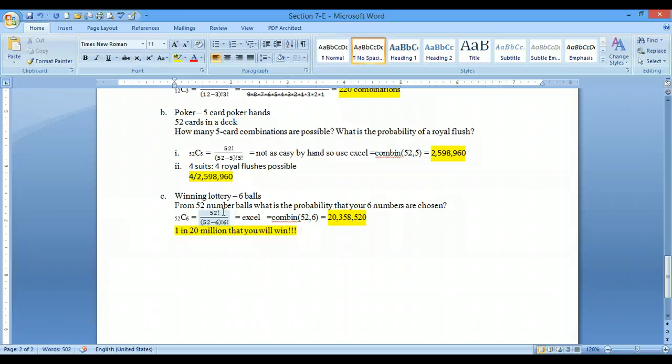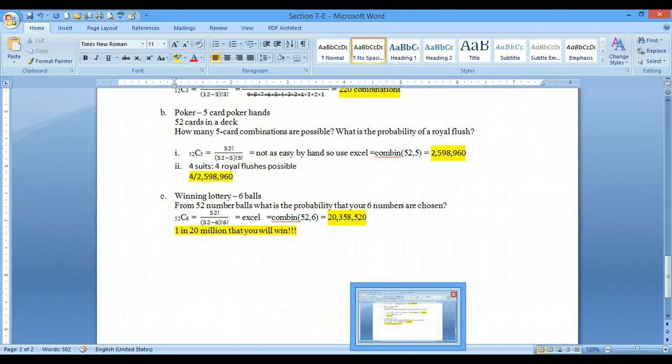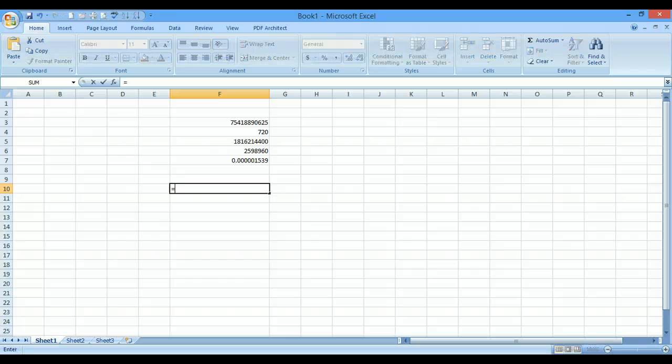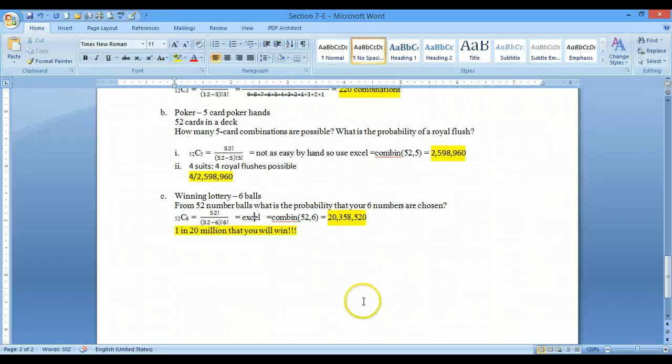So I have 52 factorial divided by 52 minus 6 factorial times 6 factorial, and toss this into Excel because you aren't going to try and do that one by hand. And we do 52 choose 6, so equals COMBIN of 52 numbers with 6 balls chosen. The total number of combinations of 6-number combinations is 20,358,520, which we have here.